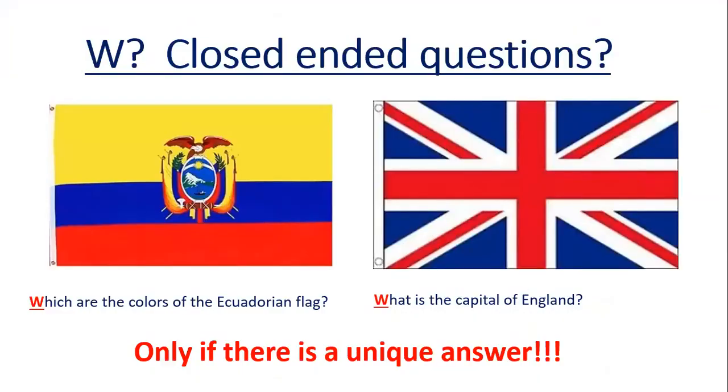Sometimes you have W questions only if there is a unique answer. So there are no more answers than that. And here I wrote two examples. For example, which are the colors of the Ecuadorian flag? Are you open to tell me all kinds of colors? No, right? Because there are only 3 colors.